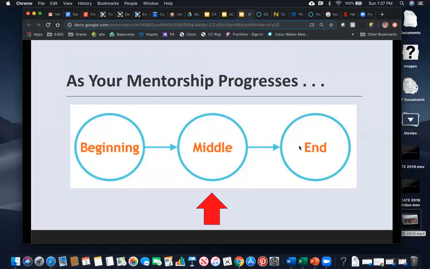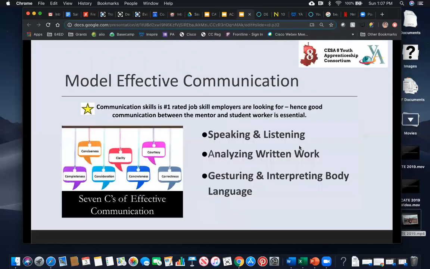So as your mentorship progresses, there's some things that you're going to want to keep in mind and do with your youth apprentice. One is to model effective communication. So communication skills are a #1 rated job skill employers are looking for. If it's not #1, it's always very high on the list. So we want to make sure that we're modeling as mentors good, effective communication skills for our students.